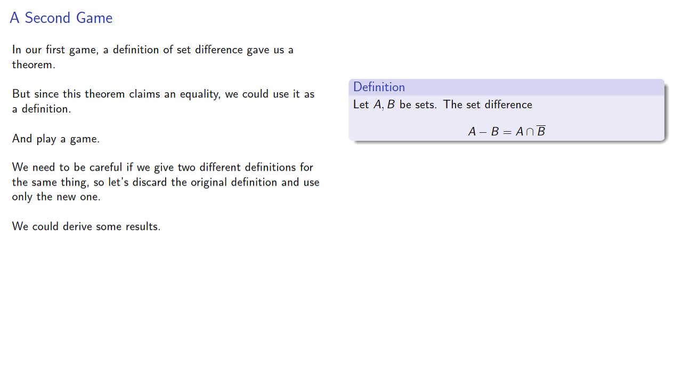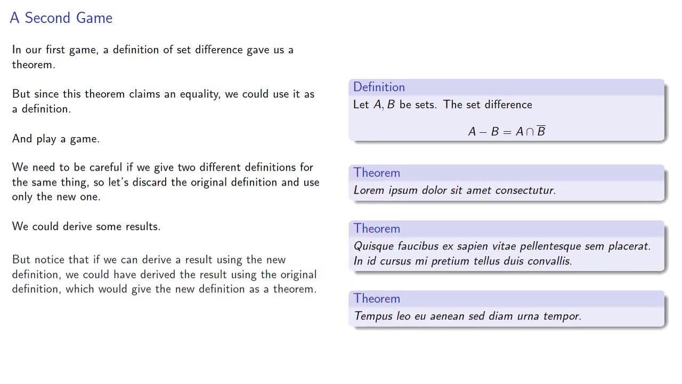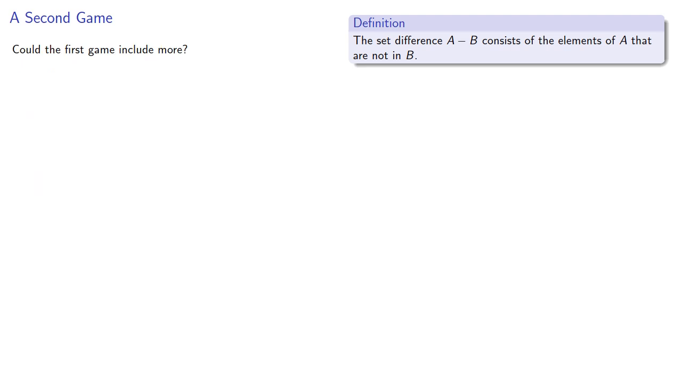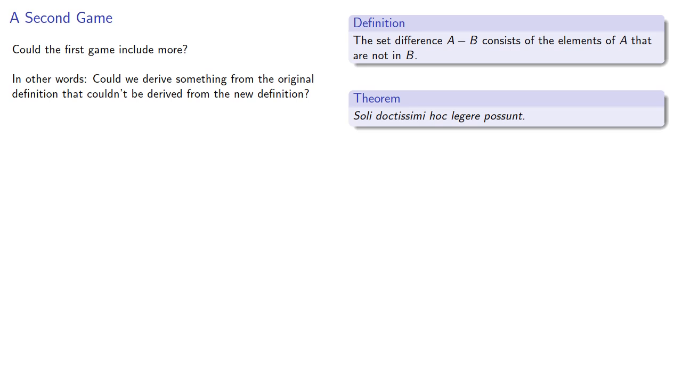Now, we could derive some results from this new definition, but notice that if we can derive the result using the new definition, we could have derived the result using the original definition, which would have given us a new definition as a theorem, which we could then use. So this second game is included in the first game. And so we have the possibility, could the first game include more? In other words, could we derive something from the original definition that couldn't be derived from the new definition?